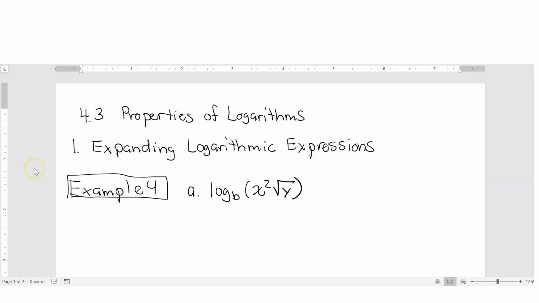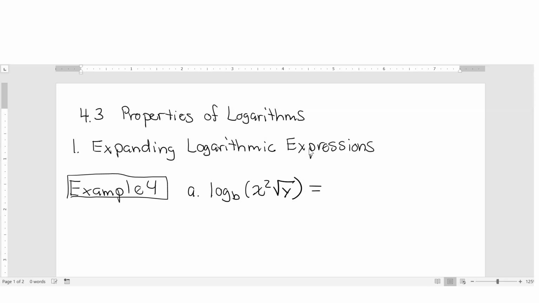Let's look at expanding logarithmic expressions. And we'll start with example 4 on page 496. And again, in these problems, we can sometimes use all of those individual rules that we've learned to expand the logarithmic expression. So in part A, we have log to the base b of x squared times square root of y. Now, initially, we're going to use the product rule. If you look, we have x squared times square root of y. This would be our capital M, and this would be our capital N.